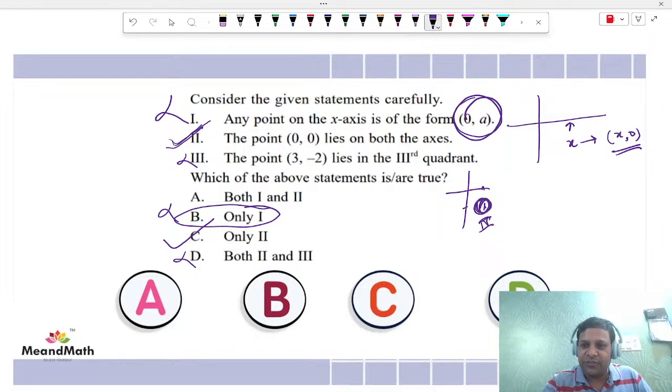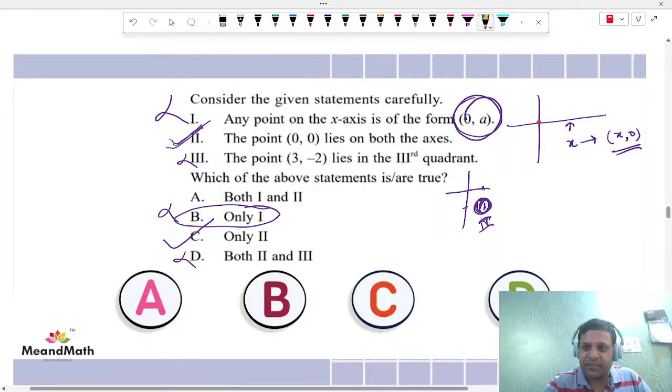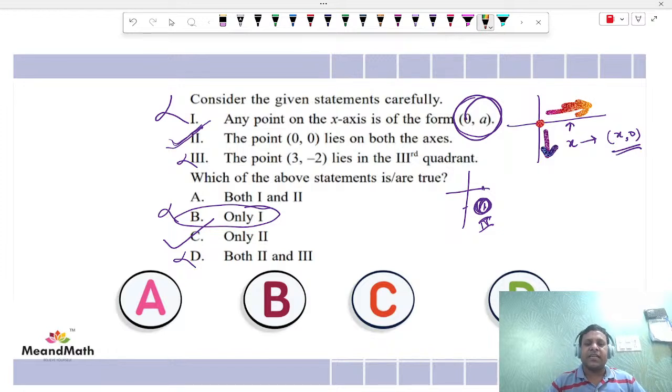Okay, 0 comma 0 point is this, and this is on this axis only and on this axis. So 0 comma 0 lies on both axes. So second option is the correct one. First one not correct, second one correct, and third one is also correct. So the option is the correct. Is that clear?